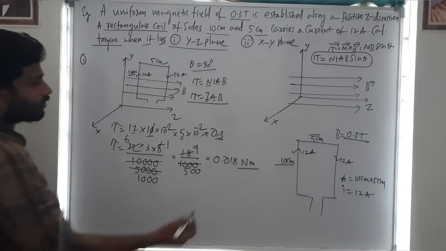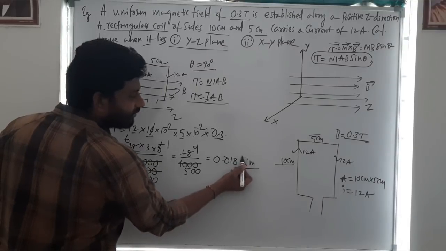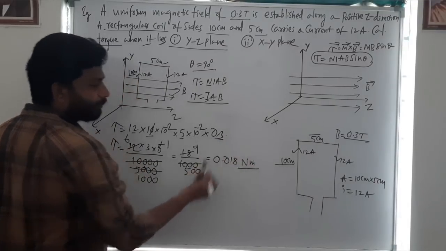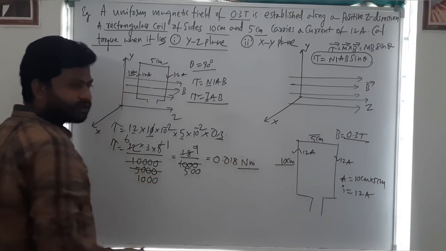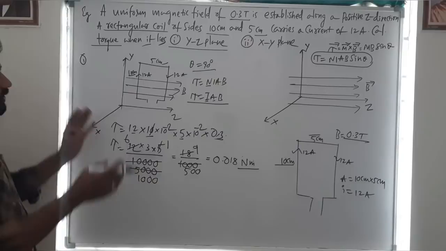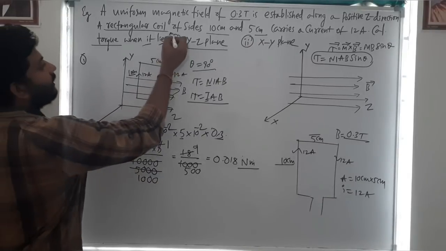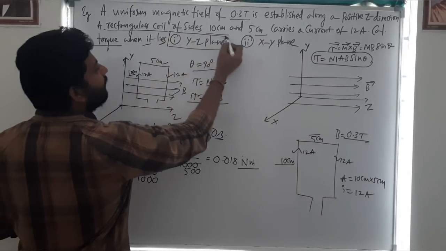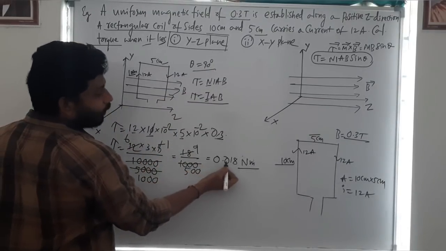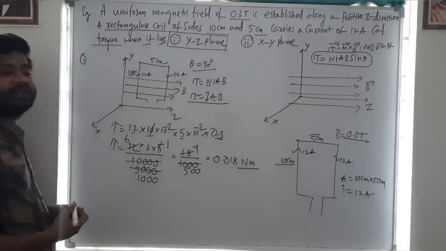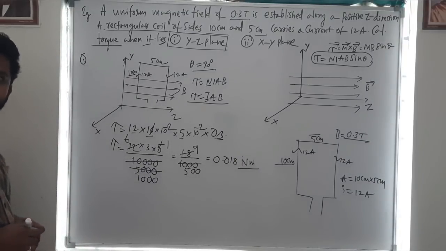Torque, force into perpendicular distance. Okay, force into perpendicular distance. Clear? Force into perpendicular distance, Newton meter. So that is what the first case, torque. When the rectangular coil is placed in YZ plane, the torque is 0.018 Newton meter. Right? Clear?